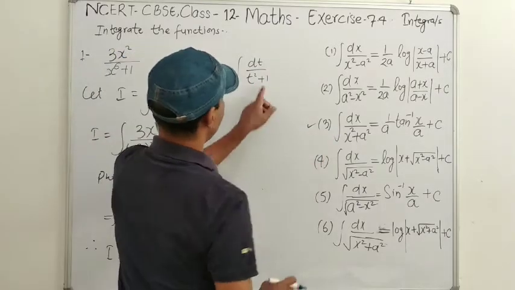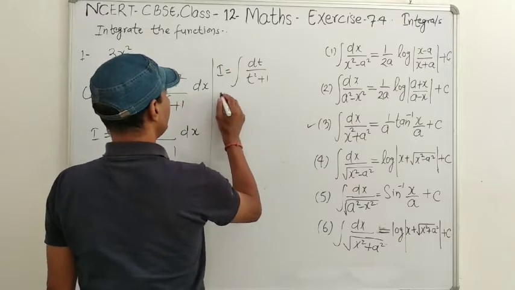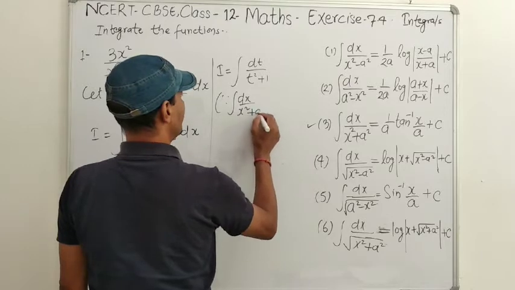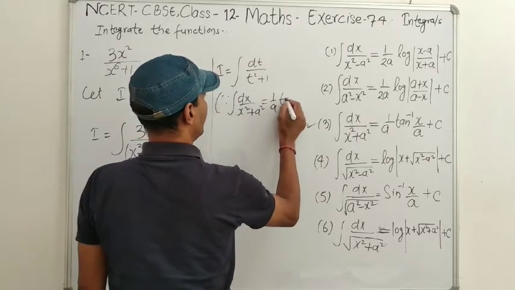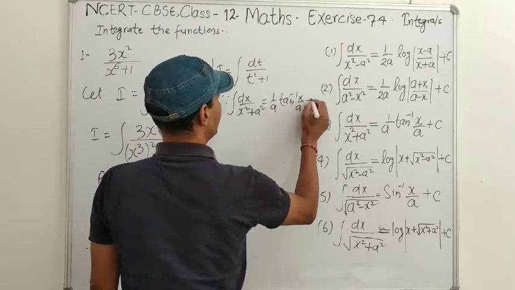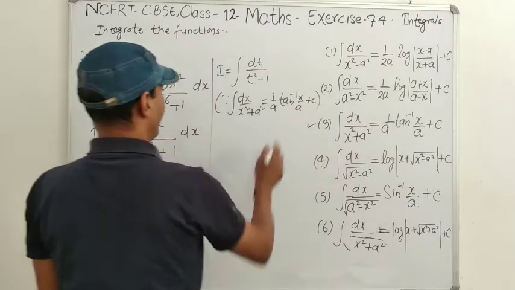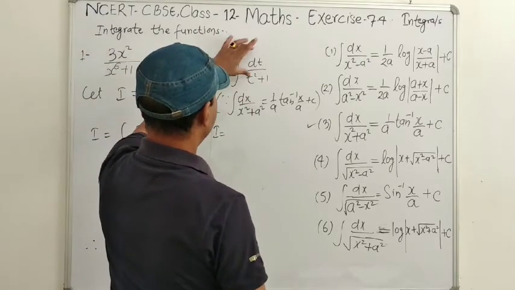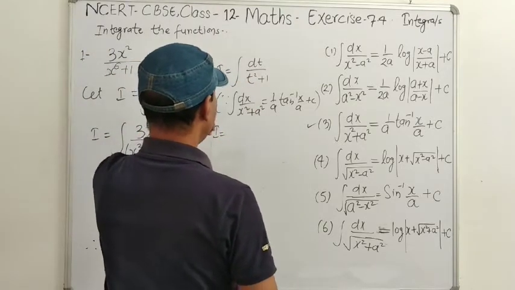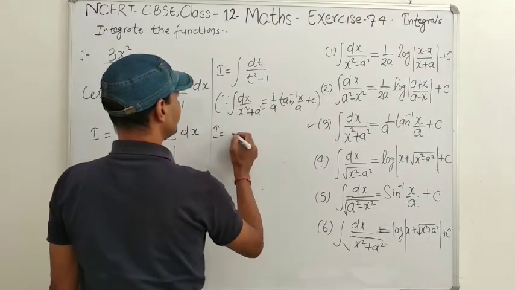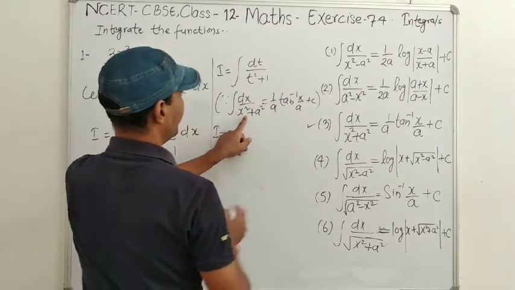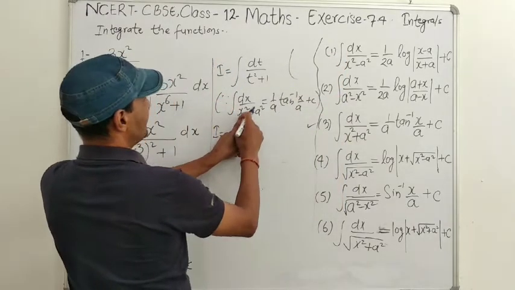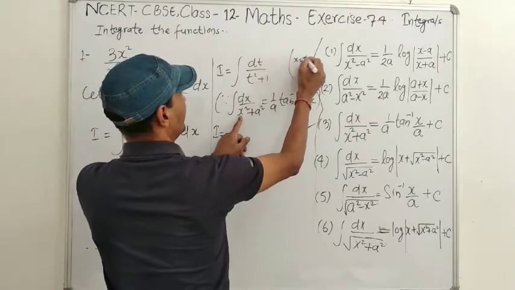The formula for dx by x square plus a square becomes 1 by a tan inverse x by a plus c. This formula applying here, now I is equal to this dt by t square plus 1. The formula is 1 by a, and compare here what is x and what is a. If we compare here, what is x? In the place of x it is t, x equal to t.